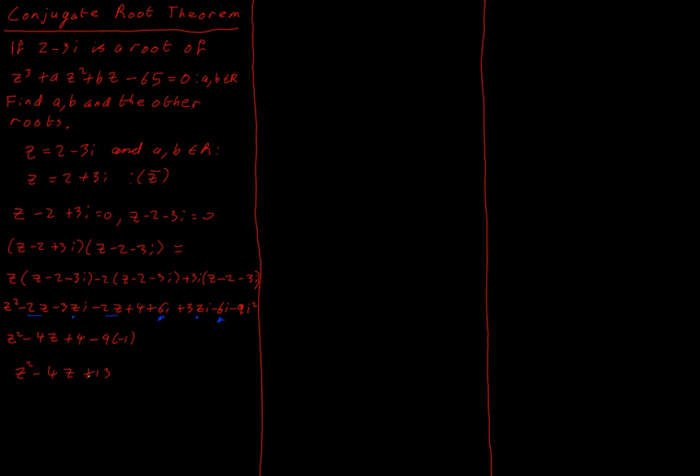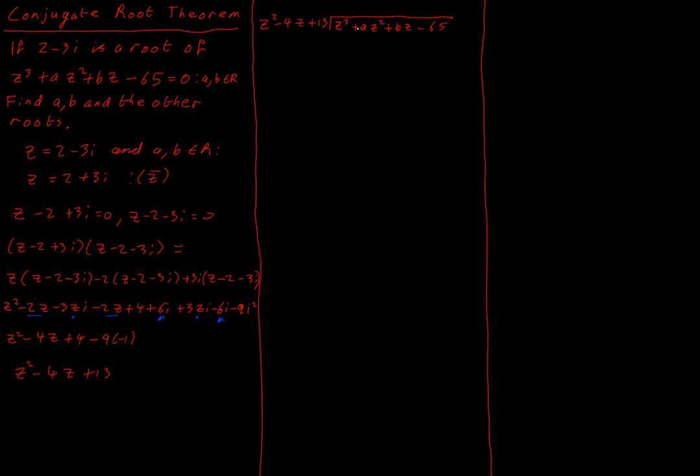So this is my quadratic factor that I have found from having roots, using the factor theorem to get my factors, multiplying my factors to get the quadratic factor, and now we're going to start with long division as our first way of doing this, and then we'll look at another way of approaching the problem. z cubed plus a z squared plus bz minus 65.